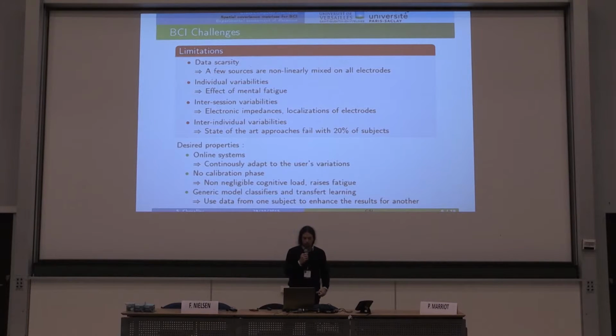With state-of-the-art approaches. So the desired properties for a nice brain-computer interface are to have an online system which adapts to the variation of one user, and no calibration phase. And also to be able to make some transfer learning, that is using data from one subject to be able to decode the brain signal from another subject.